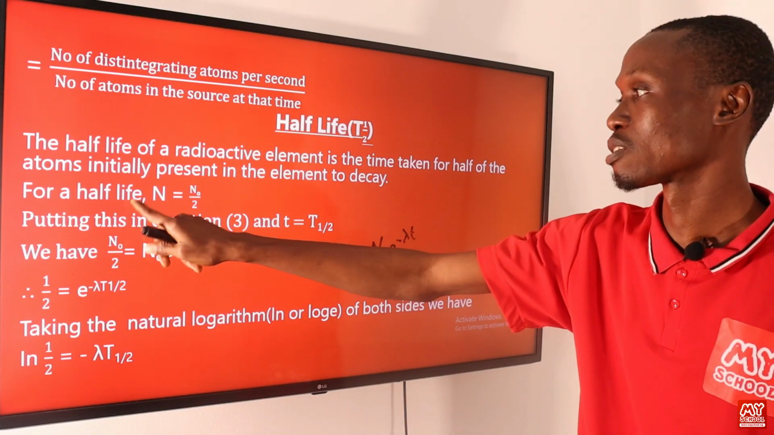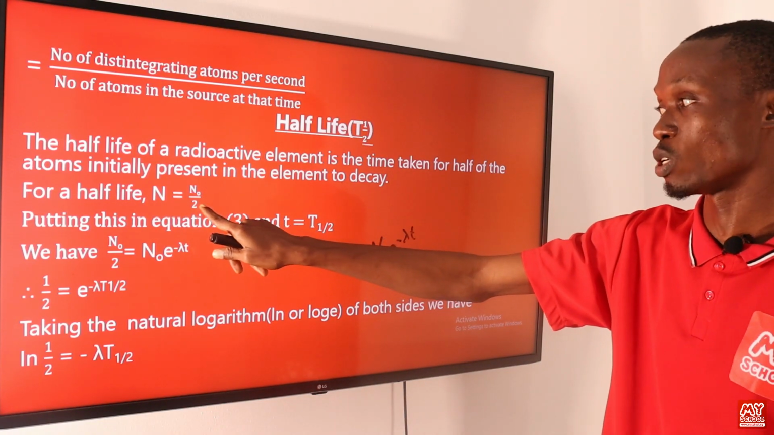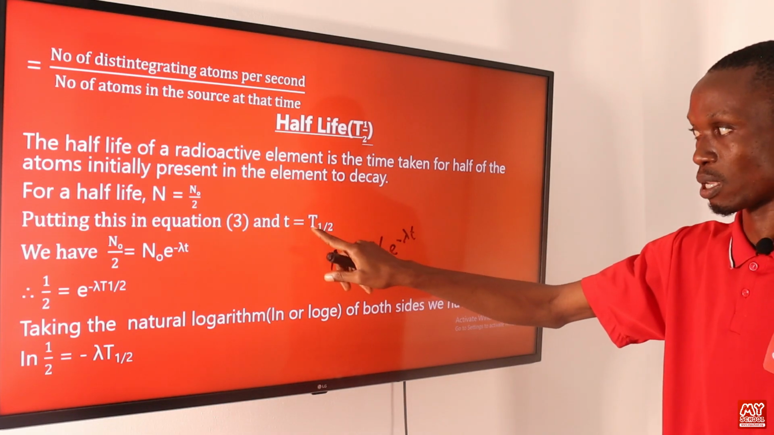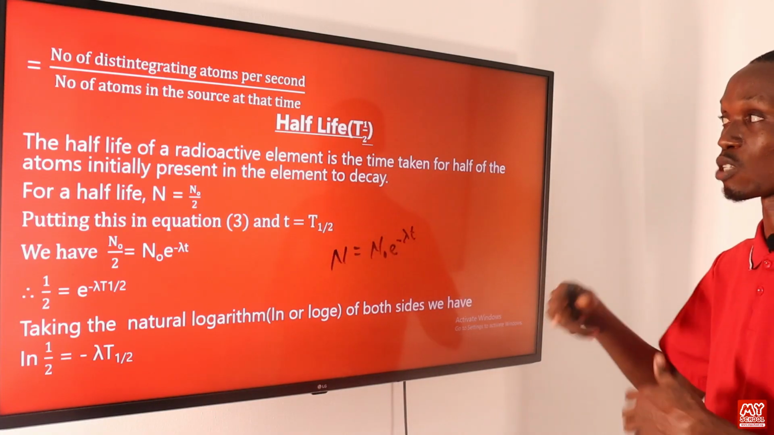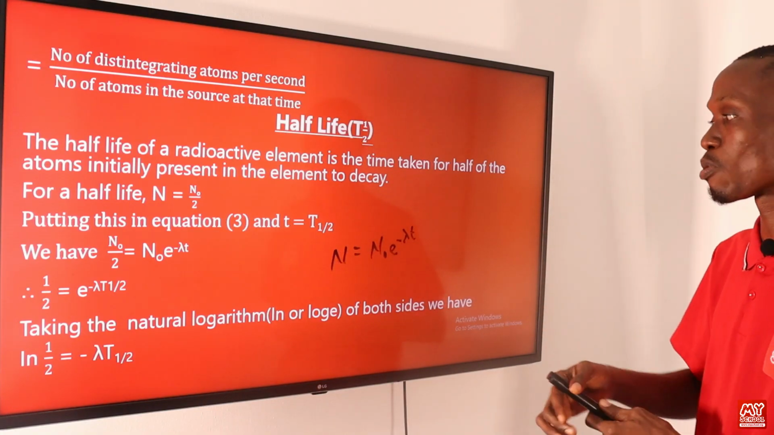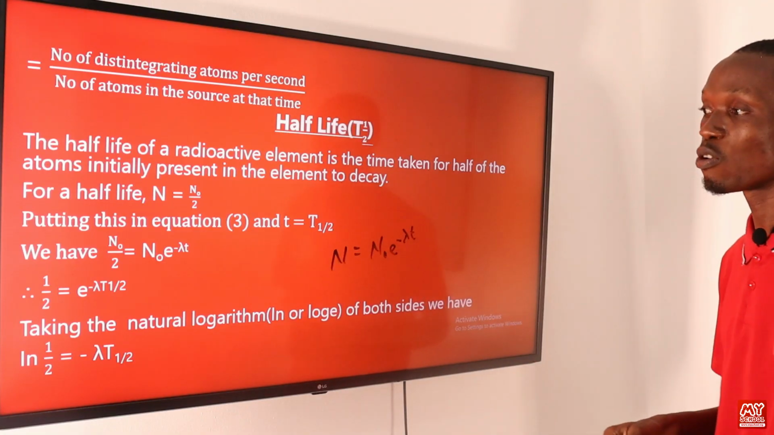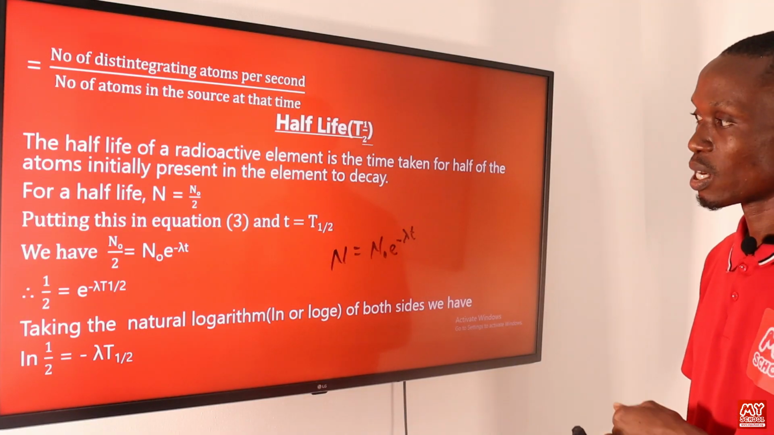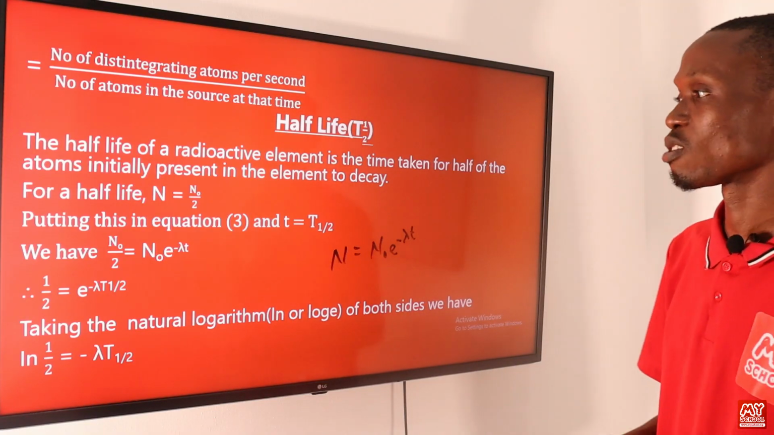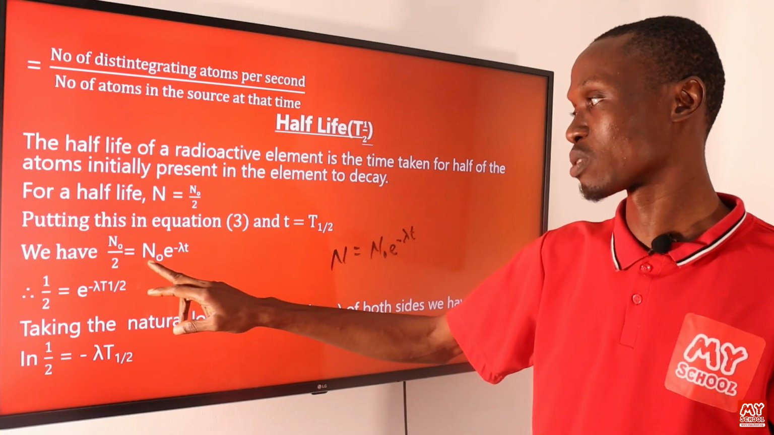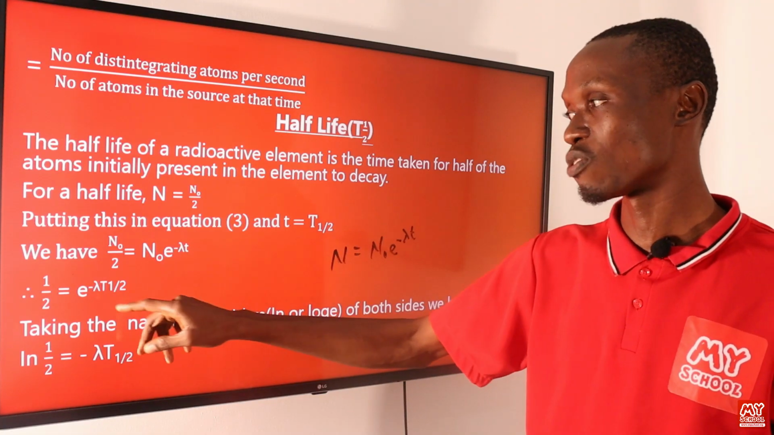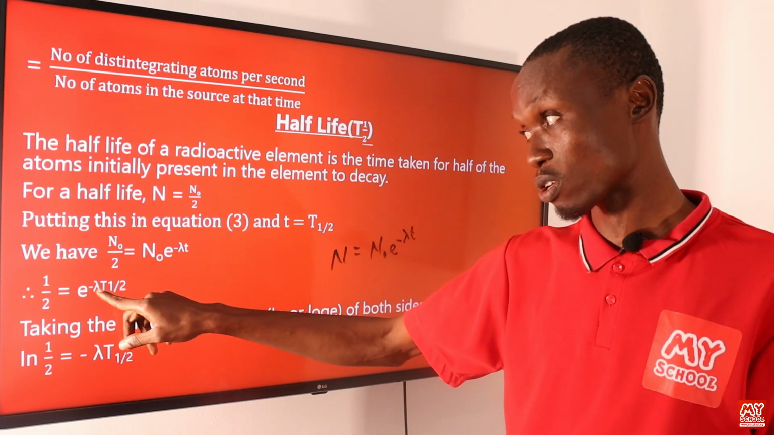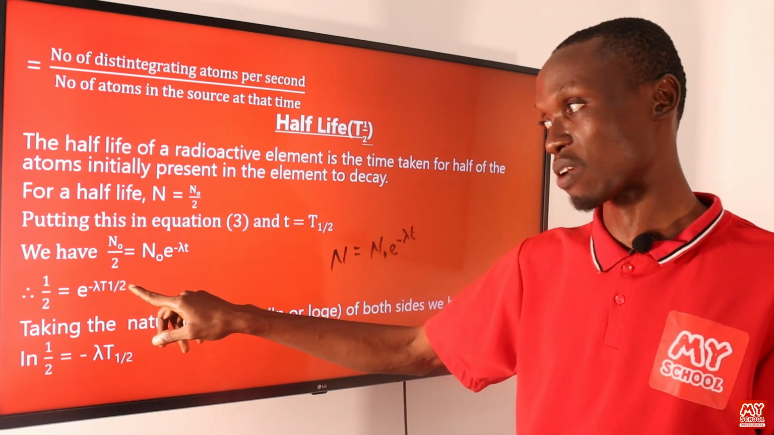So putting N equals N naught over 2 in equation 3, and t to be equal to half-life, because t one over two is how we write half-life. If we put this into this equation, we will have N naught over 2 is equal to N naught e to the minus decay constant times t. So if we divide both sides by N naught, we'll have 1 over 2 is equal to exponential minus decay constant times half-life.